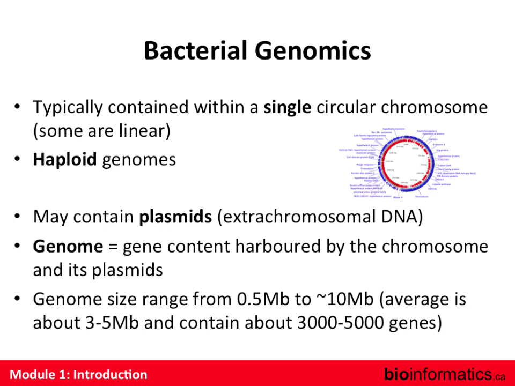Genome sizes are not particularly big when it comes to bacterial genomes. They're typically 0.5 megabases to about 10 megabases, and the average, especially for pathogens, is somewhere between 2-3 and 5 megabases. It's roughly 1 megabase per 1,000 genes, so these organisms typically contain 200 to 500 genes.